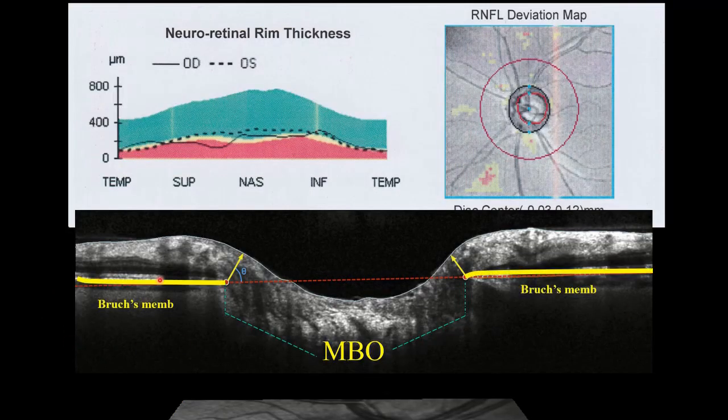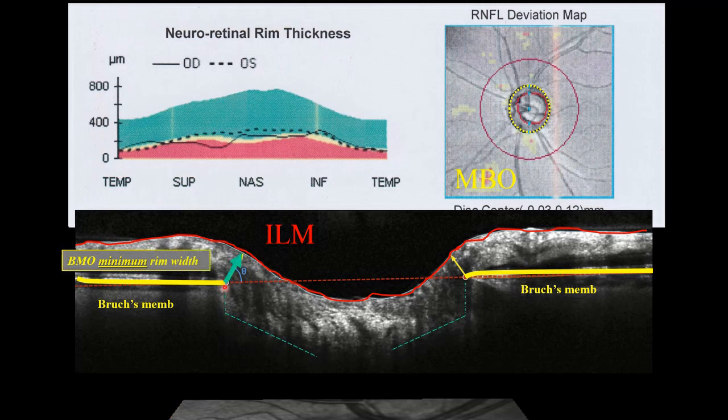Here, the Bruch's membrane endings. So this is the Bruch's membrane opening. You can see it here on the deviation map, this line. Then this is the internal limiting membrane. The minimal distance from the Bruch's membrane to the internal limiting membrane is determined, all around. This point here in the internal limiting membrane, in the deviation map, this red line.